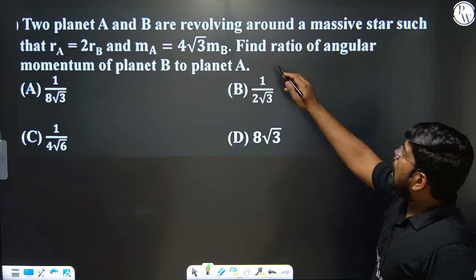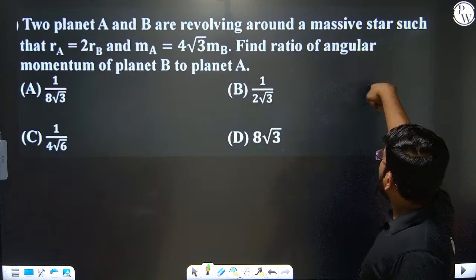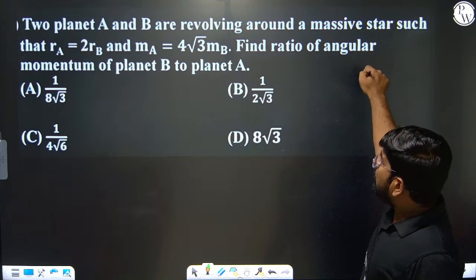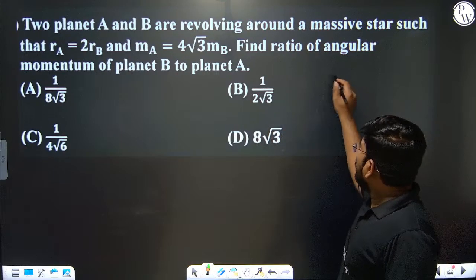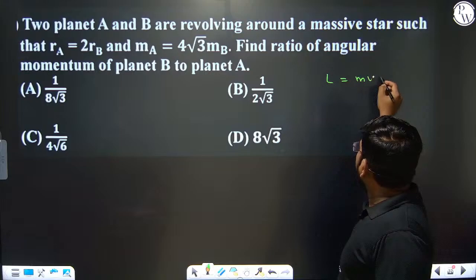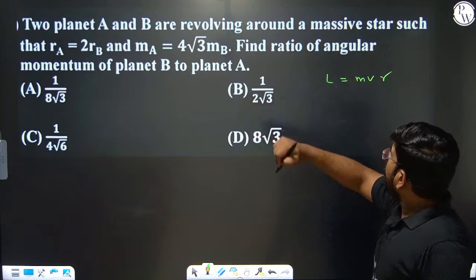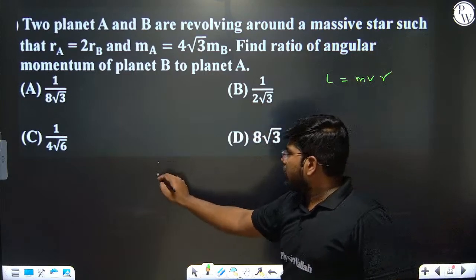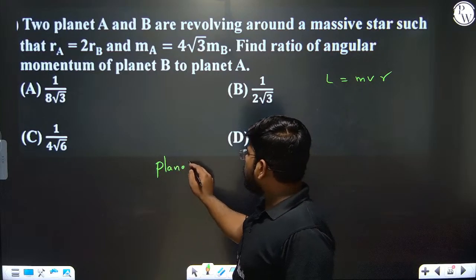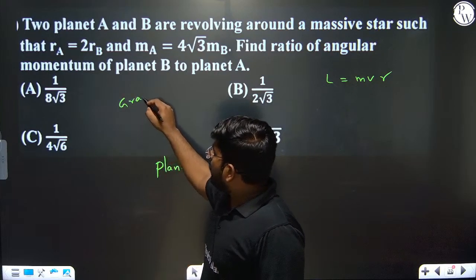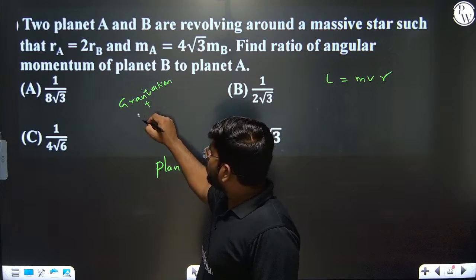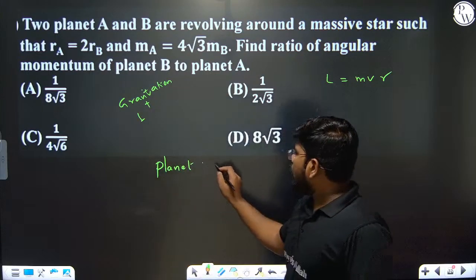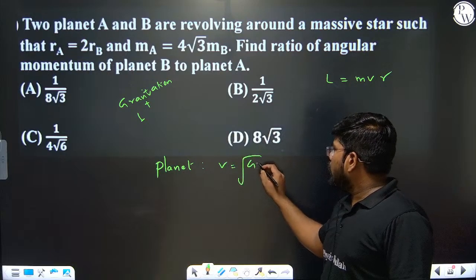So we have two planets revolving around a massive star. Find the ratio of angular momentum. L is equal to MVR. Again, what is V for a planet? In gravitation, it is a mixed concept, we should say. The gravitation part, as well as a little bit of rotation, angular momentum they are asking. The planet's orbital speed is under root of GM by r.